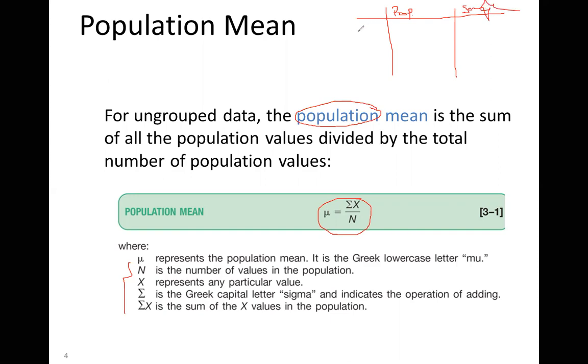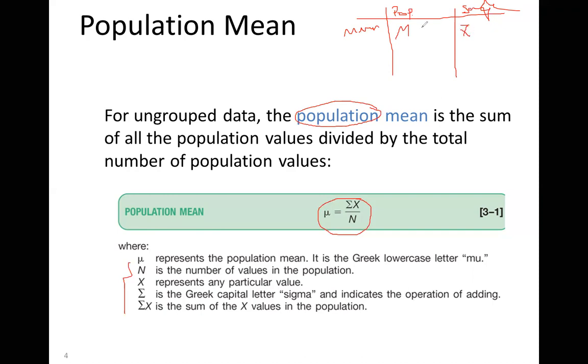So how to calculate mean? In general, mean is the sum of the values divided by their number. But if you are calculating mean from population data, we give it the notation mu. And if you are calculating mean from a sample, we say that is x bar.